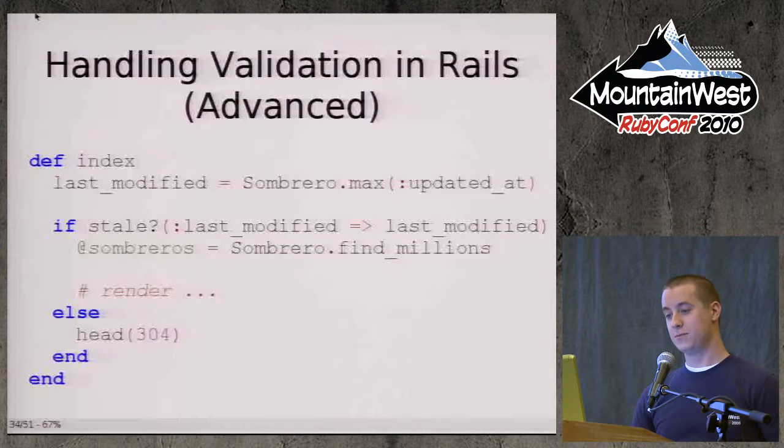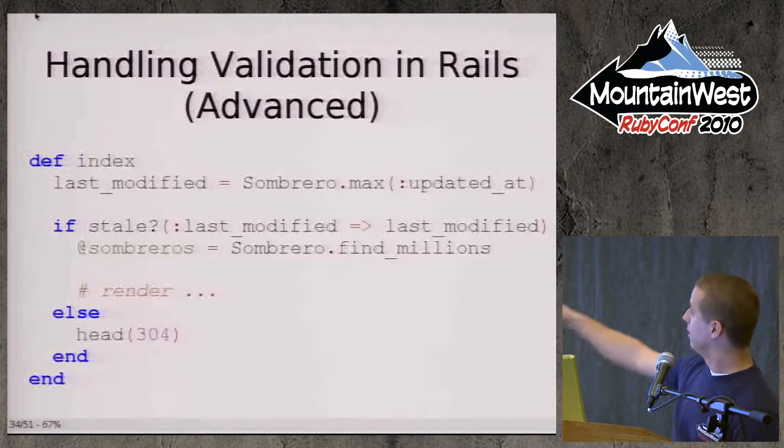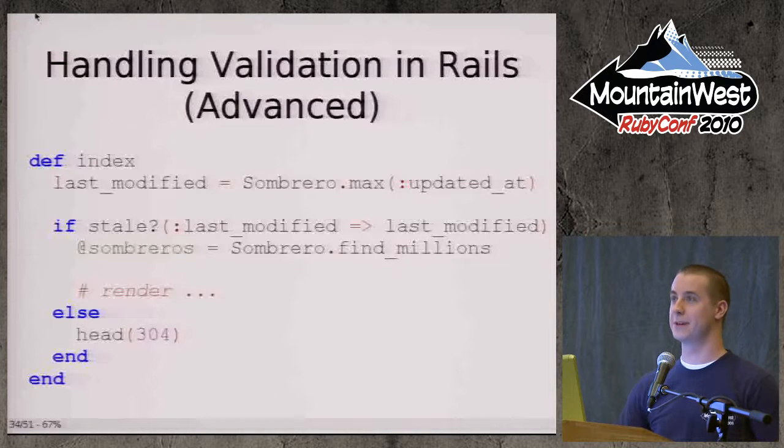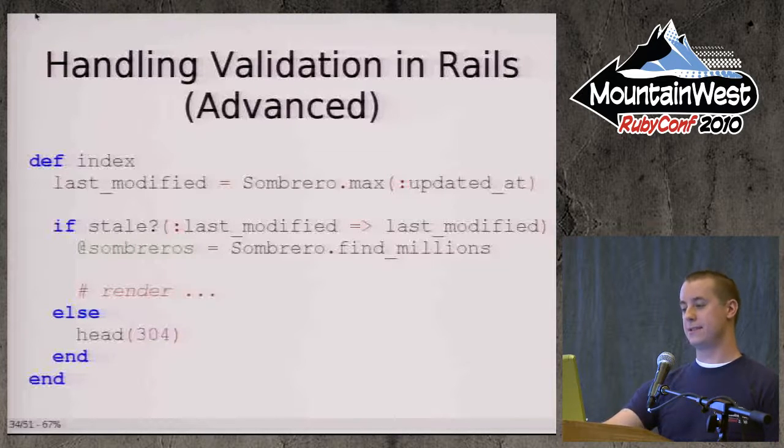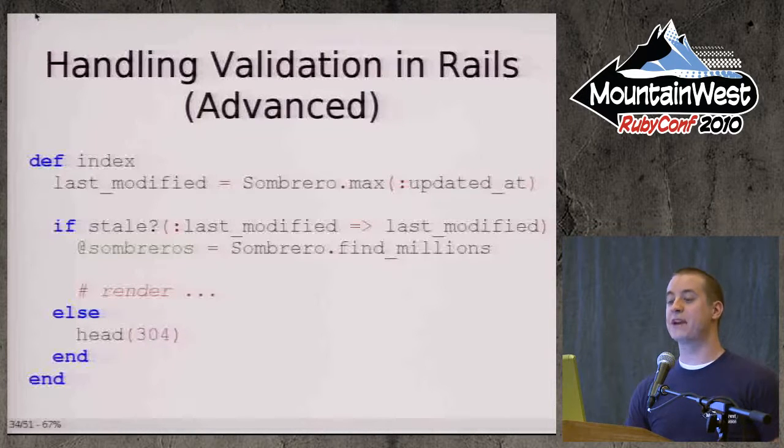So say you're rendering something complicated and it takes a very long time to render. Rails has a helper where you can check if something is stale. Here we're using the updated_at column of the sombreros object to get the absolute last time this thing was modified. And then we're checking to see if the client's last modified timestamp matches this. And if it matches, then we're done. We just send a 304. And if not, then we have to go find millions of sombreros and return them, and that's a long time. By using If-Modified-Since, if this doesn't change very often, you save your app server.